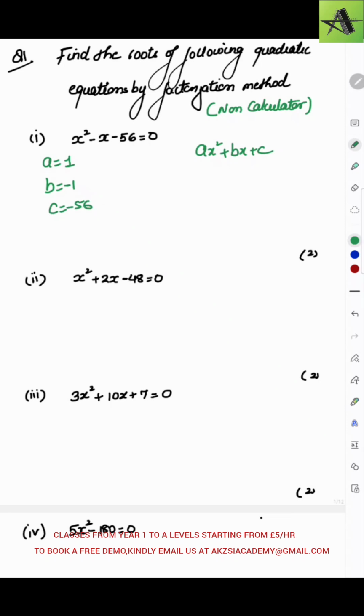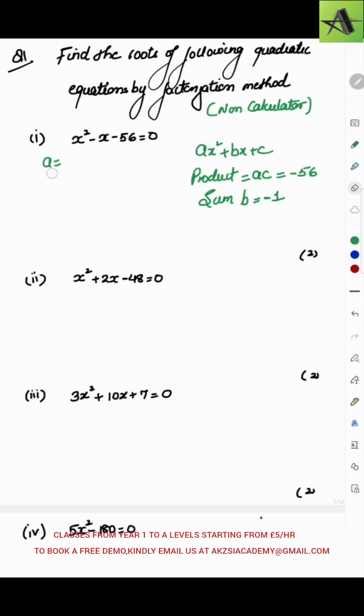So we have to find those two numbers. Their product should be equal to a times c, and their sum should be equal to b. That means in this case, 1 times -56. So the product should be -56 and the sum should be equal to -1.